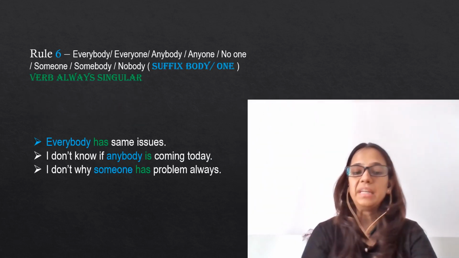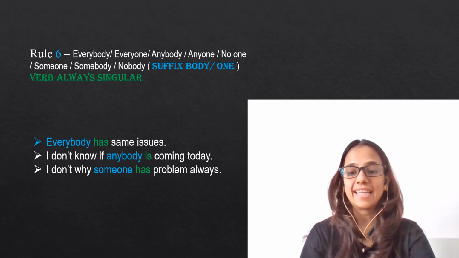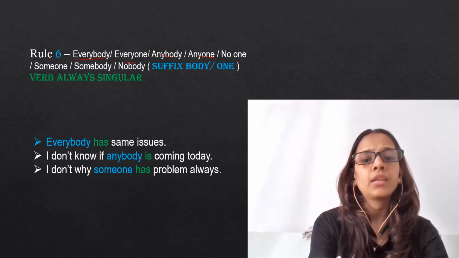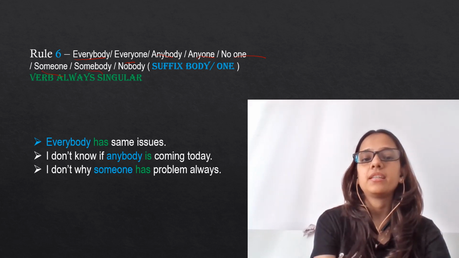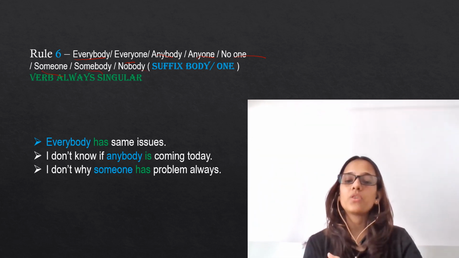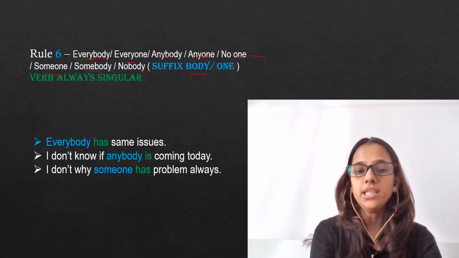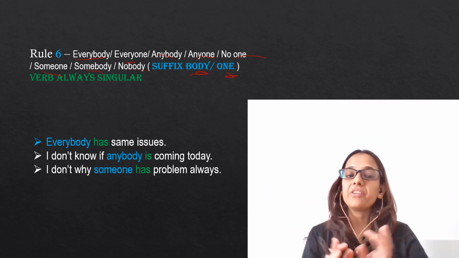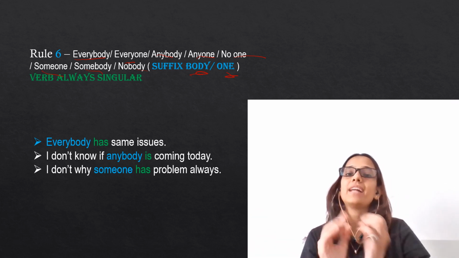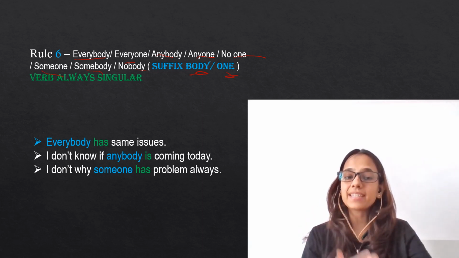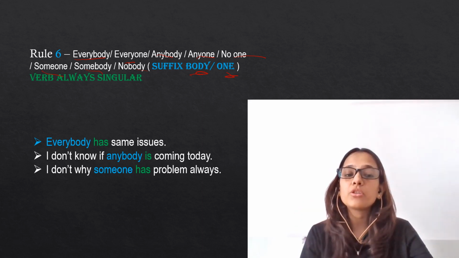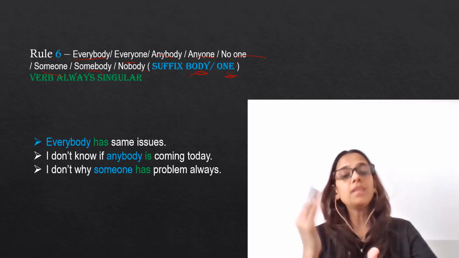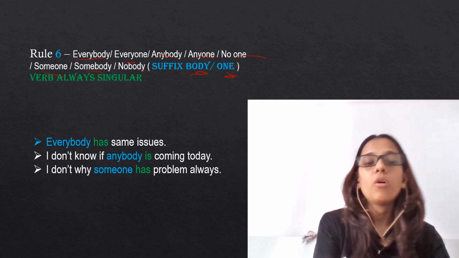Now, rule number 6 says that when the words are like everybody, everyone, anybody, anyone, no one, someone, somebody, nobody. Now, if you have noticed, these words have suffixes, and the suffixes are what? Body or one. So, in short, this is a trick which you will remember very well, and it would be really easy for you to perform well in your exams. Whenever you find a suffix like body or one, then what do you have to use? You have to use a singular verb always.